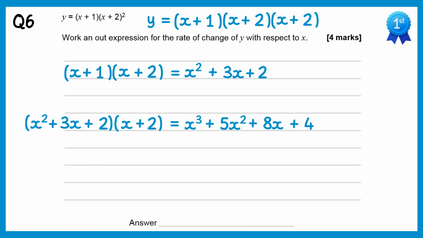We now need to differentiate this. So we'll do dy by dx. If we start with x cubed, if we differentiate that, we get 3x squared. Then if we differentiate plus 5x squared, we get plus 10x. If we differentiate plus 8x, we get plus 8. And of course the plus 4 will give you 0. So this is the answer.